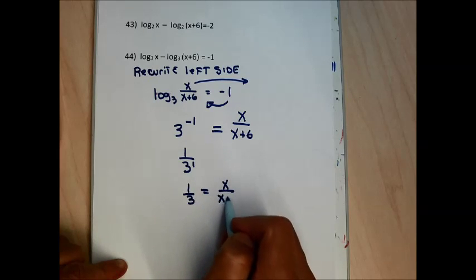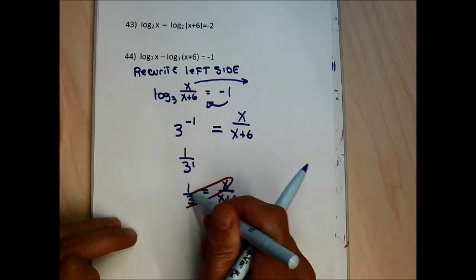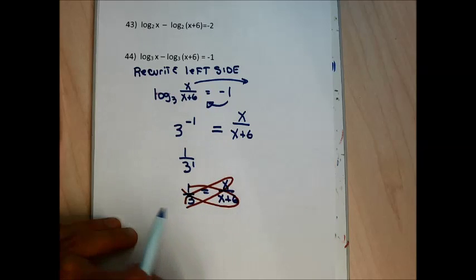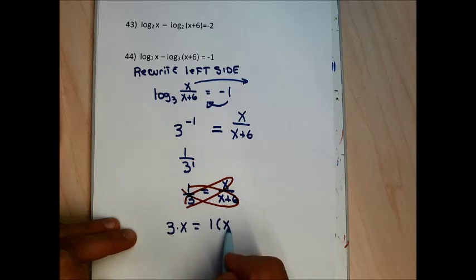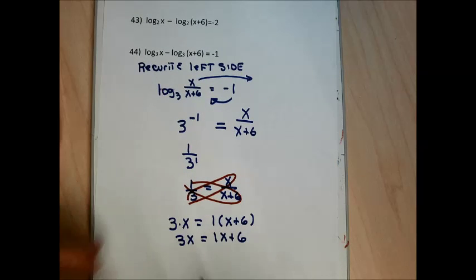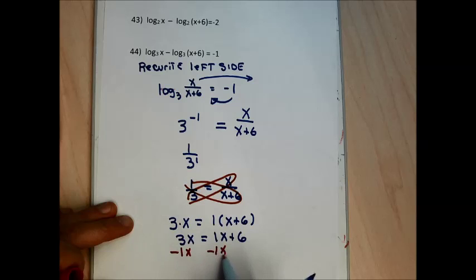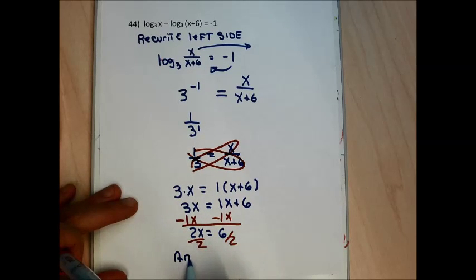This problem is set up perfectly to solve by cross multiplying, because now I have 1 fraction on either side of the equal sign. So I'm going to cross multiply both directions. Cross multiplying up, I get 3 times x. Cross multiplying down, I get 1 times x plus 6. This gives me 3x equals 1x plus 6. I'm now going to minus 1x from both sides. That's going to give me 2x equal to 6. And then I'm going to divide both sides by 2. And when I have my answer, I claim that my answer to problem 44 is x equal to 3.